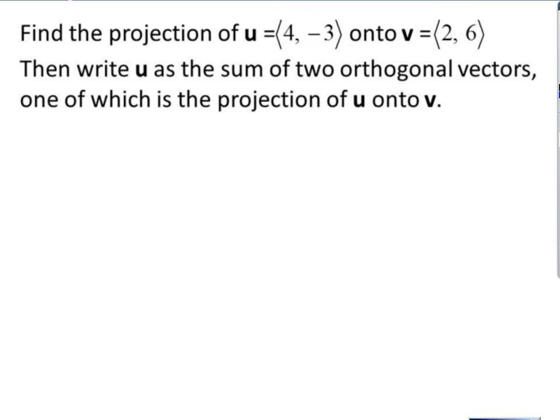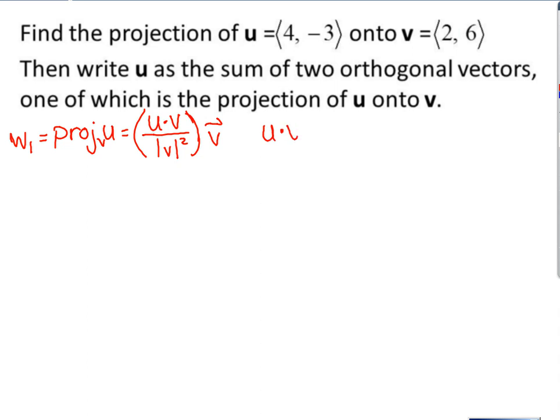We're going to find another projection. We're going to find the projection of u onto v again, and we're going to write u as a sum as well. So again, we're going to start with that formula. We know that the projection of u onto v is equal to our w sub 1. To find that, we're going to do u dot v and divide it by the magnitude squared of vector v, and that whole quantity we will distribute and multiply to vector v itself.